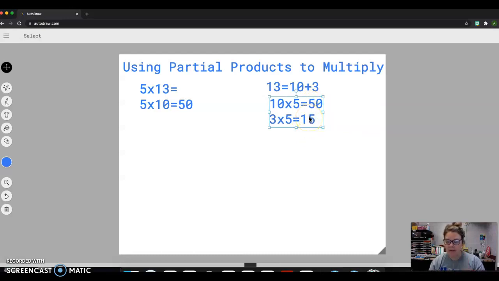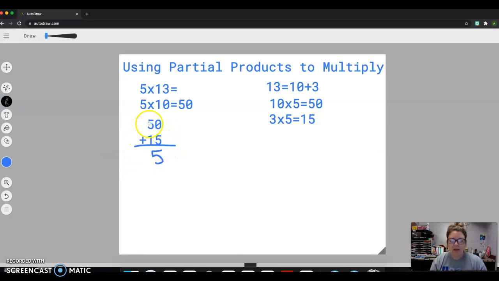So now what we have to do is add together the partial products to get our final answer. So we would say 50 plus 15, and this will give us our final answer. So let's add this together. We know that 0 plus 5 is 5, and we know 5 plus 1 is 6. So the final product for 5 times 13 is 65.